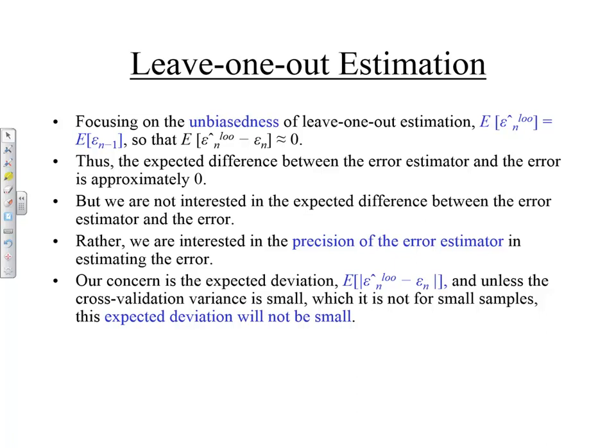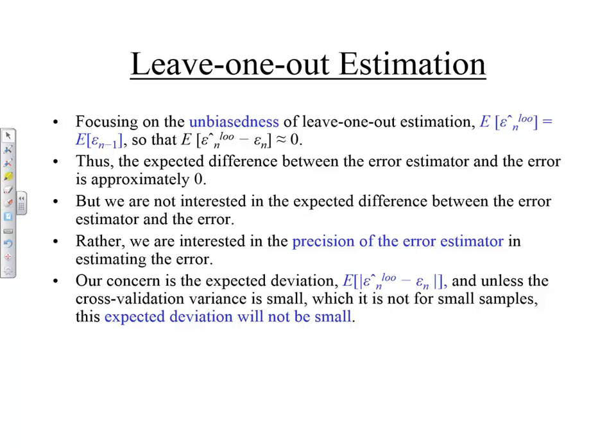So if you focus on the unbiasedness of leave one out estimation, you can show that the expected value of this leave one out error estimate will be the expected value of epsilon n minus 1. So the expected difference between the leave one out estimate and epsilon n, the error made on the n sample, is 0. But the problem is that this expected difference being 0 means you're going to have positive errors and negative errors summing up to 0. But really, if you take the absolute value of the error on either side, you're having errors that cancel out. But there will be wild swings.